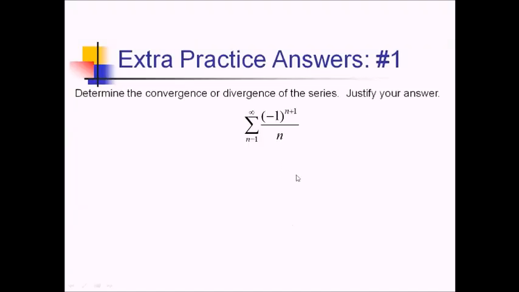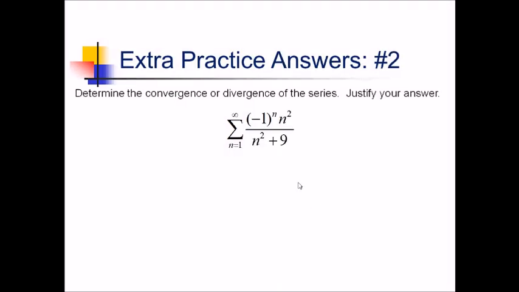On this problem, we're trying to figure out whether or not this series converges. Now, this one is actually the alternating harmonic series, which is known to converge without any further proof. For number 2, we're trying to figure out if this converges or diverges.